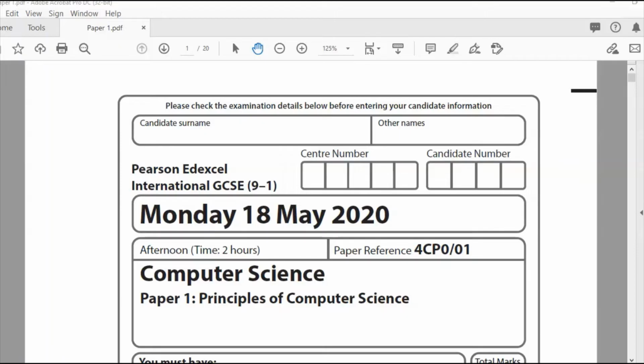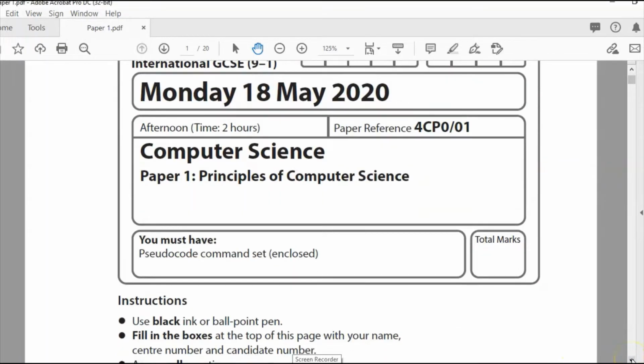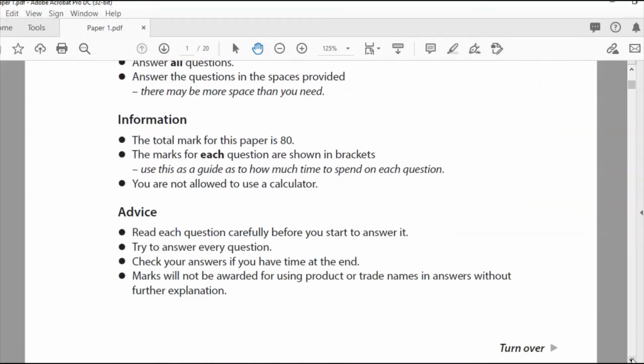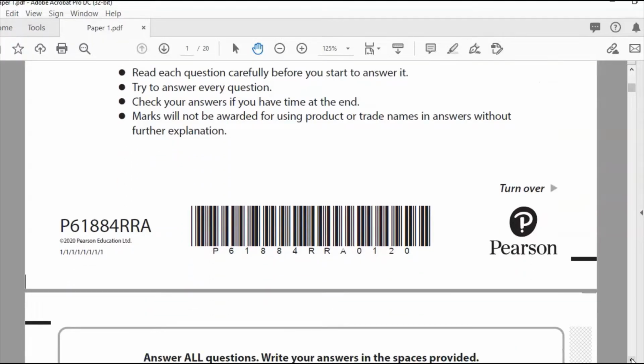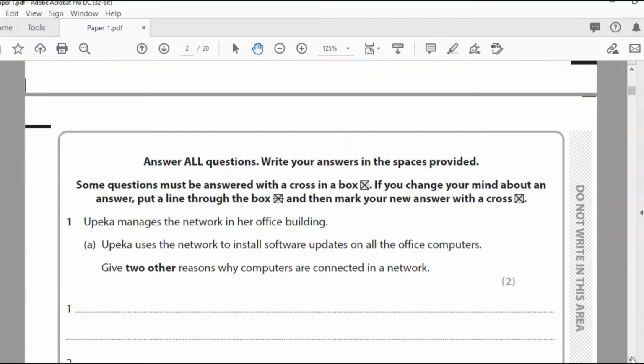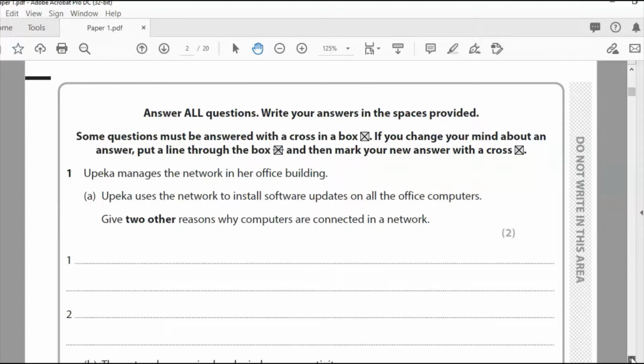Hello and welcome. This is Edexcel iGCSE Computer Science. This is a 2020 paper. Paper 1, the theory paper, Principles of Computer Science. A 2-hour paper was done in November of 2020. There's some details here about filling it in. I've linked to it in the description, and total marks are out of 80.